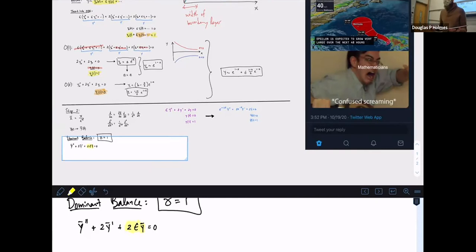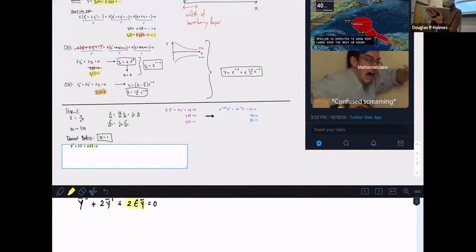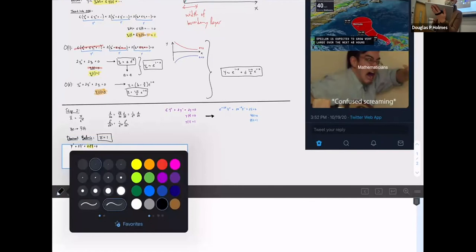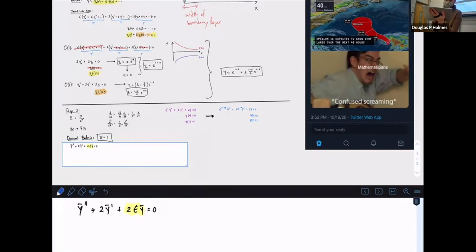Okay. So now we have to solve, and we do the same thing we just did before. We are going to make the same type of guesses we have done over and over again, and we are going to guess that our answer is that y bar of x bar is equal to y bar naught plus epsilon y1 and so on.